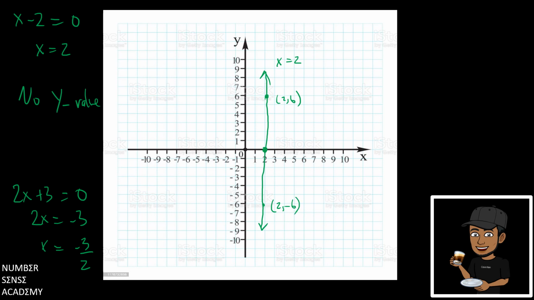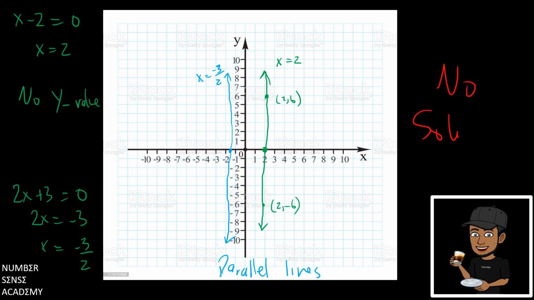X equals negative 3 over 2. So negative 3 over 2 is about 1.5, so it's about here. If you draw that, that's also a vertical line if you draw it properly. All right, so this is x is equal to negative 3 over 2. Okay, well, these are parallel lines. What does that mean? No solution. With parallel lines, there are no solutions.